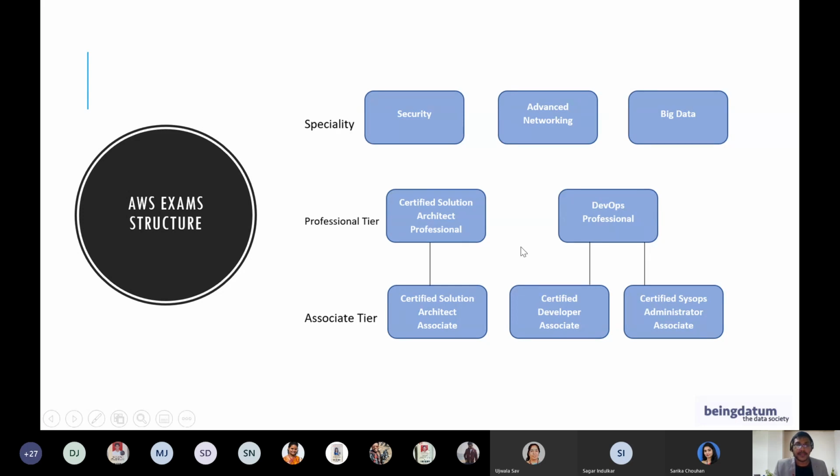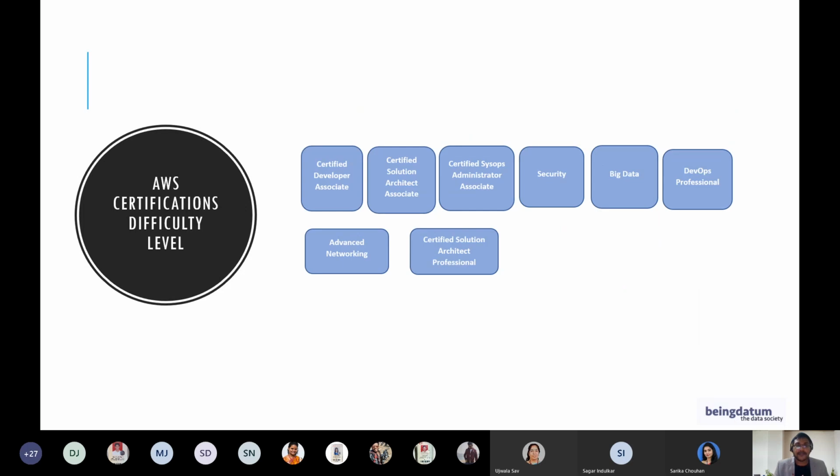Now when I talk about the difficulty level, the most difficult exam is the Certified Solutions Architect. The most difficult exam is Certified Solutions Architect. The Cloud Practitioner is a very easy, foundation level exam. Then it comes to SysOps.